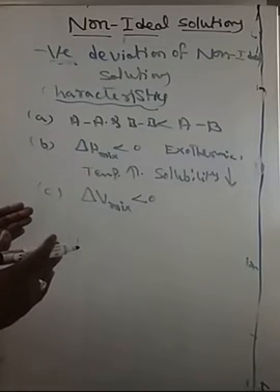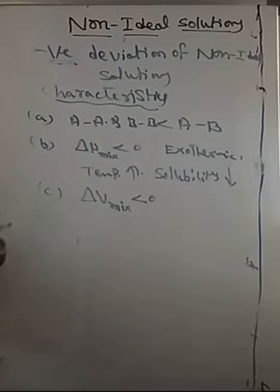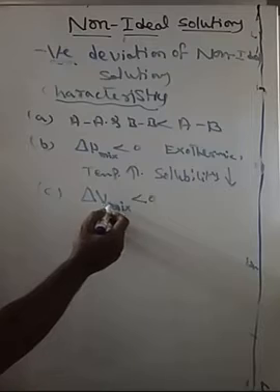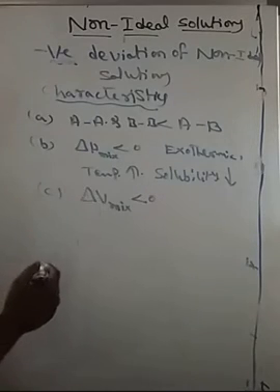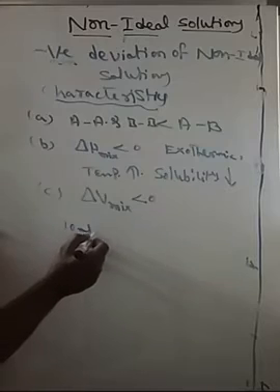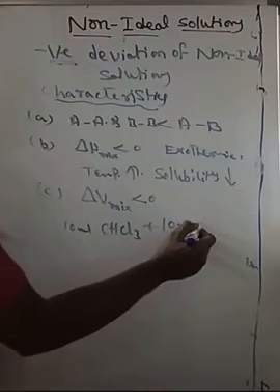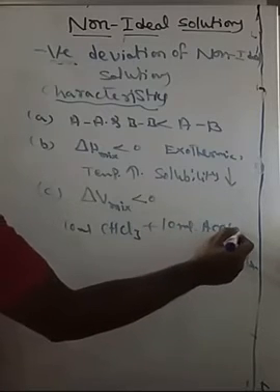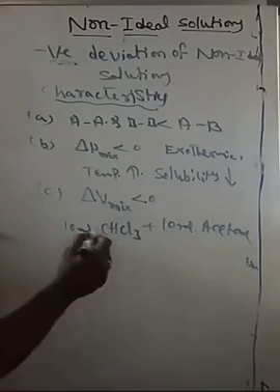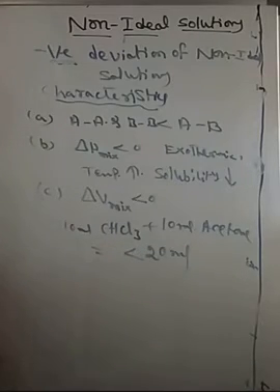Here the forces of attraction are increased. Therefore the occupied volume is decreased compared to the original volume. That's why the volume of the mixture becomes less than 0. For example, if 10 ml of chloroform plus 10 ml of acetone are mixed together, the resultant solution becomes less than 20 ml.